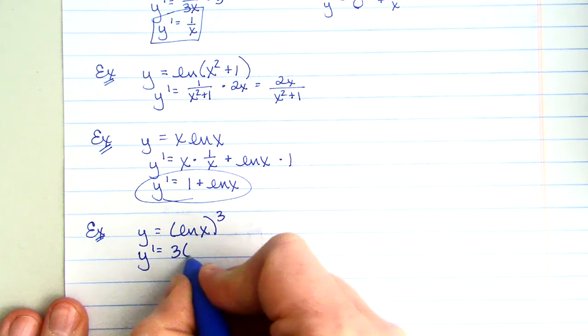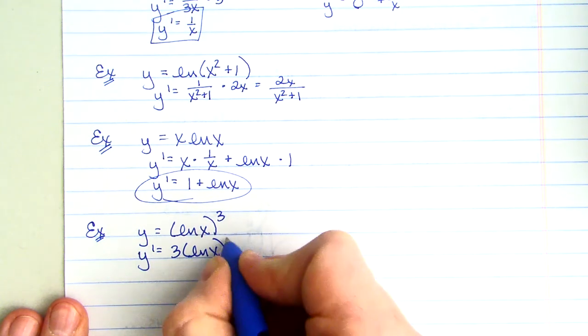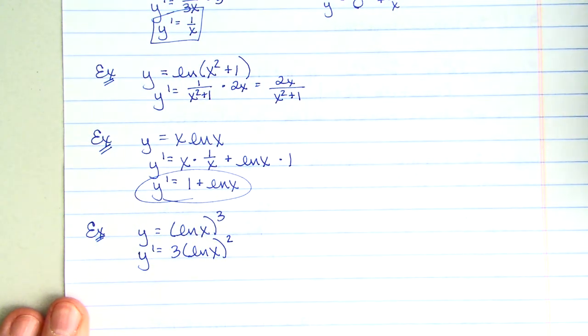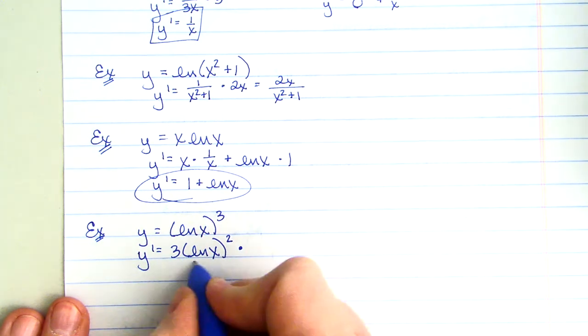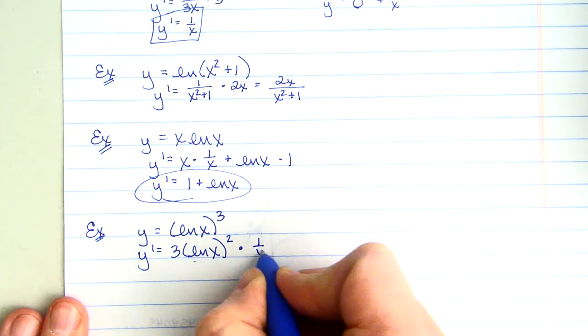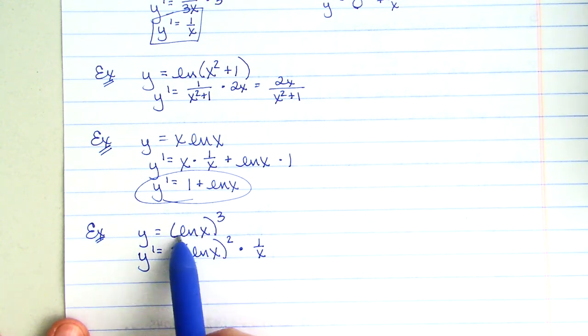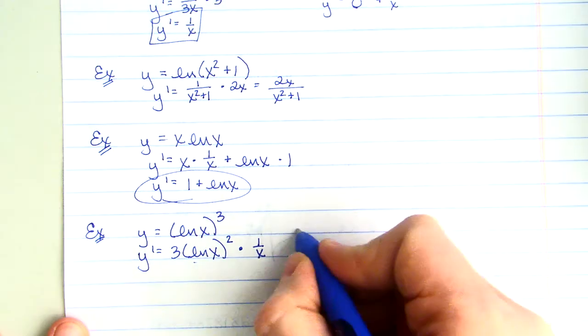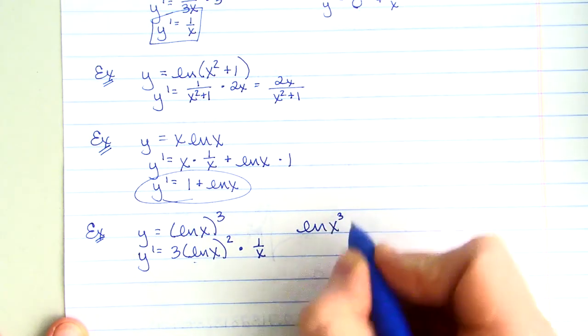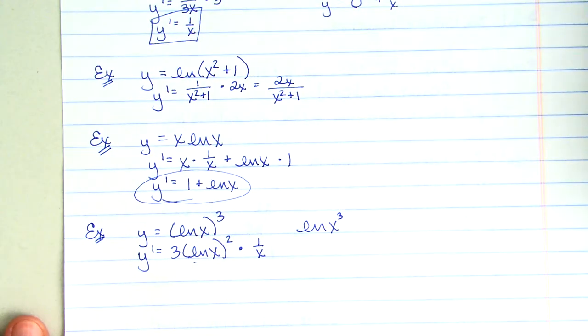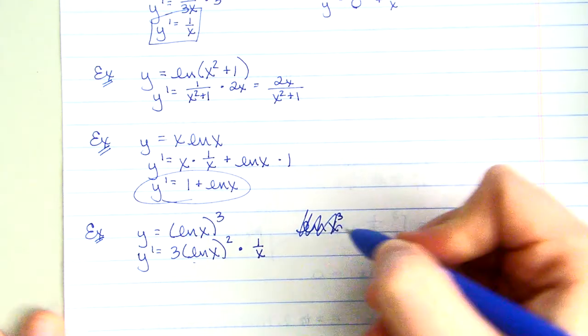I'm going to get 3 times the natural log of x squared. Then I'm going to multiply this by the derivative of the natural log times 1 over x. And I think I'm just going to leave it. By the way, this is the natural log of x, the whole thing getting cubed, very different than saying the natural log of x cubed. That's implying just the x is getting cubed, and that's inside your natural log. Not the case here.